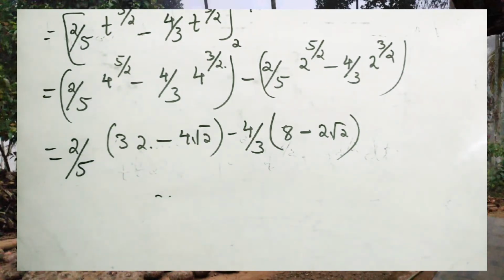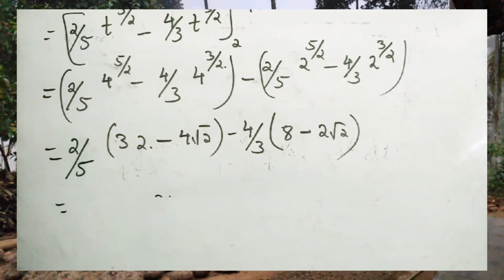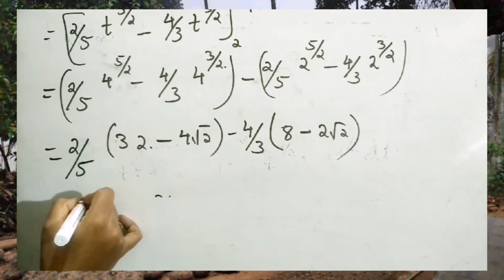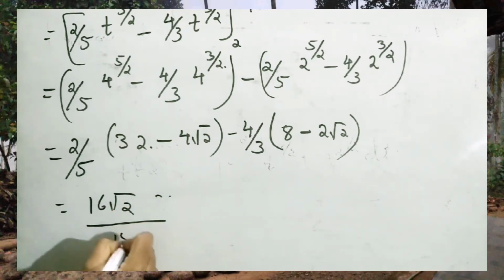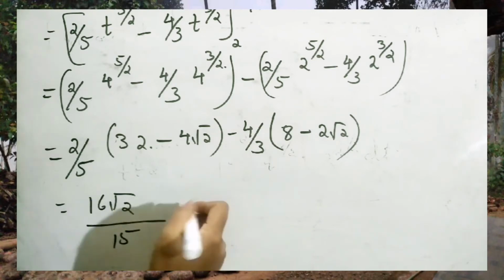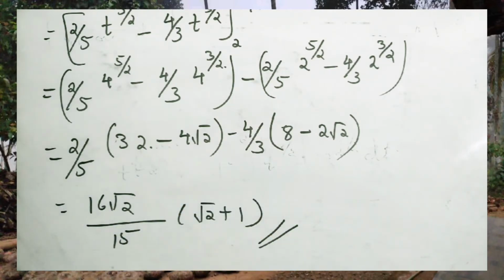Now after all the calculations, you will get it as 16 root 2 divided by 15 into root 2 plus 1. Now fifth question.